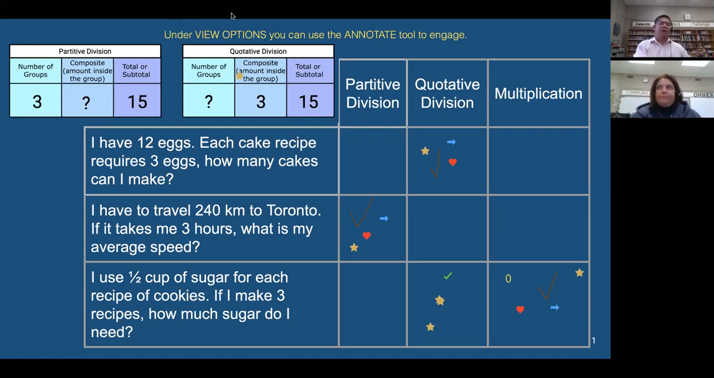So that is a multiplication question. And my reasoning for that is I would look at that as 1 cup times 3. So 1 times 3 versus what is 1/2 of 3, would be the way I would look at that. All right, great job, everyone.